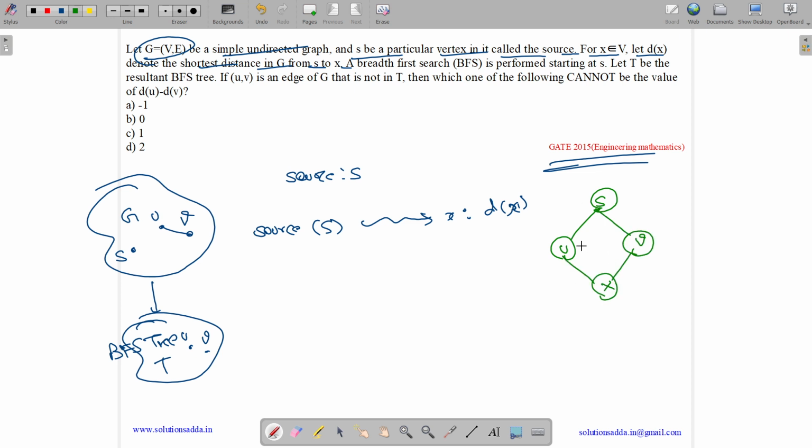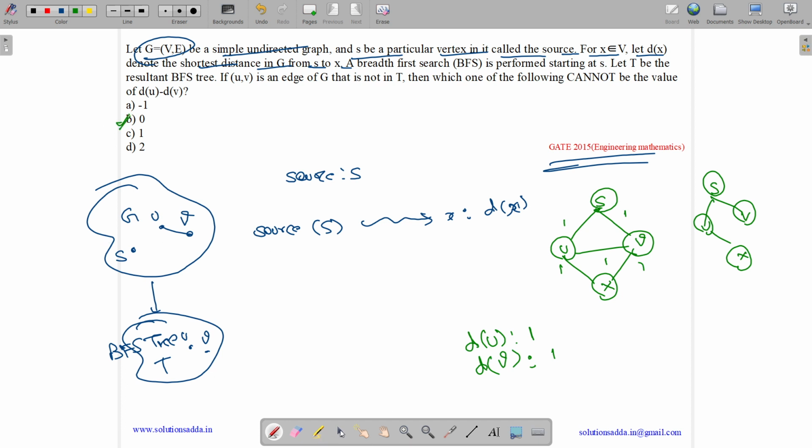So see, S is the start node, source, and so what happens? Now see, what is du? Du is the distance from source to U. It's 1. What is dv? By default, every weight should be considered as 1. It's default in case of graphs. What is dv? dv is 1. And what is our BFS? BFS will have S, U, V, X. It can have like this. So BFS doesn't have UV. And what is du minus dv? It's 0. So 0 is possible.